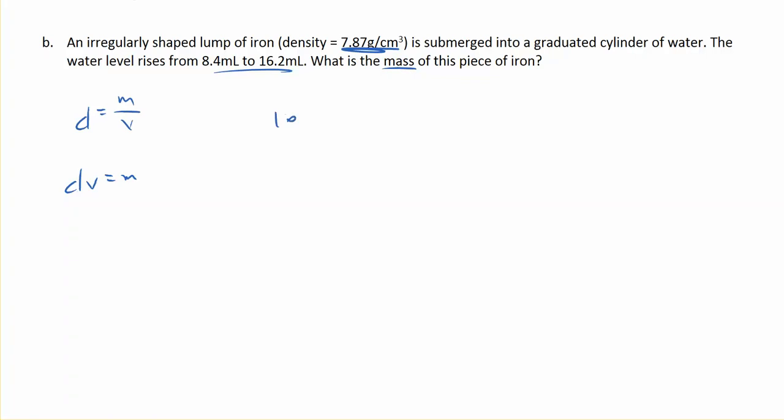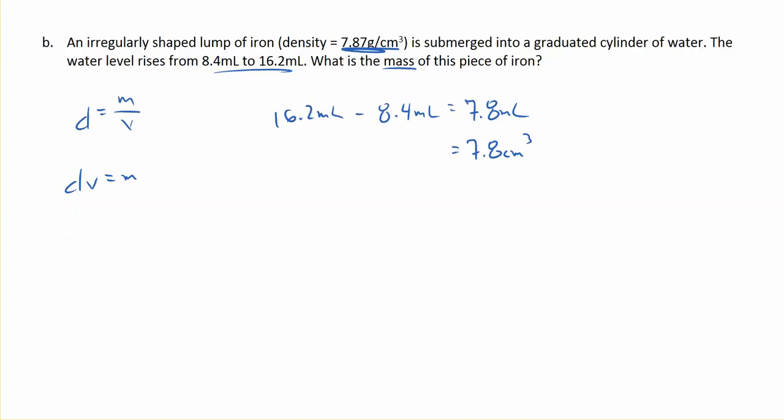To do that, I can take 16.2 milliliters, that's the final volume of water, subtract out the initial volume of water, and find that there was a difference of 7.8 milliliters. That is to say, the iron displaced 7.8 milliliters of water. Because we're measuring iron, which is a solid, we're probably going to express that volume in centimeters cubed. Again, milliliters, centimeters cubed, those units are interchangeable.